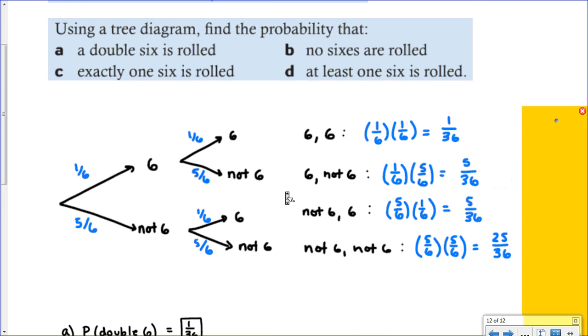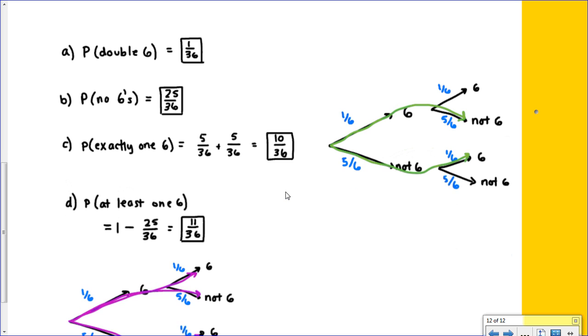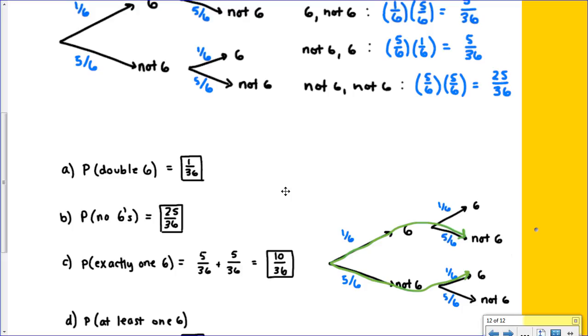The next one's talking about the probability that exactly 1 6 is rolled, and so that's going to be this 10 over 36. It's coming from exactly 1 6, meaning I roll a 6 on one dice and not a 6 on the other dice. And there's actually 2 pathways that meet that condition. Each of them is 1/6 times 5/6. So it's 5/36 that you get either a 6, not 6 or a not 6, 6. And so then you can add those 2 probability pathways together to figure out that there's a 10 in 36 chance that you'll get exactly 1 6.